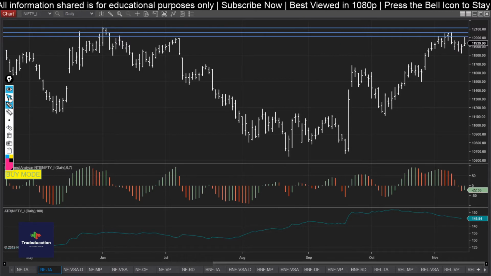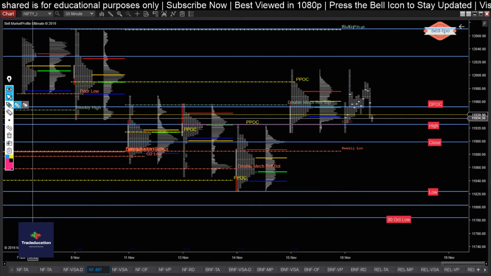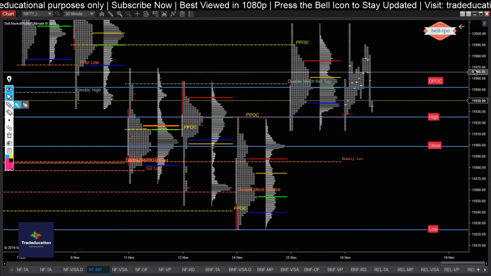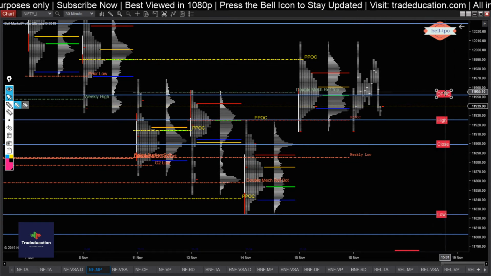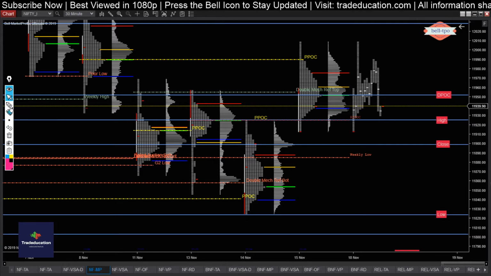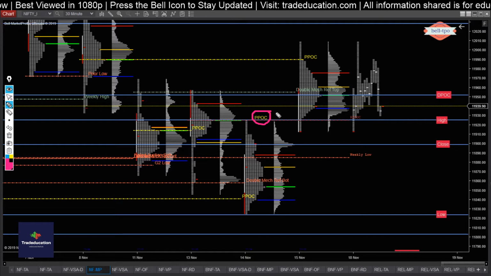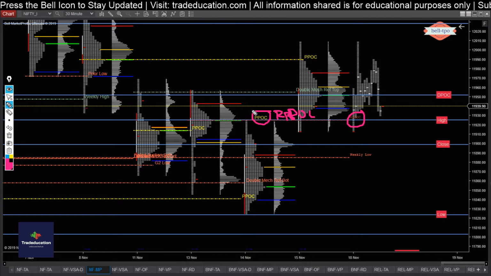Let me quickly go to the market profile chart and I'll show you what the references were. Let me maximize it so that you're able to see those references. Okay, if you're able to see the chart, the first reference is this PPOC, our PPOC. This was a weak reference.